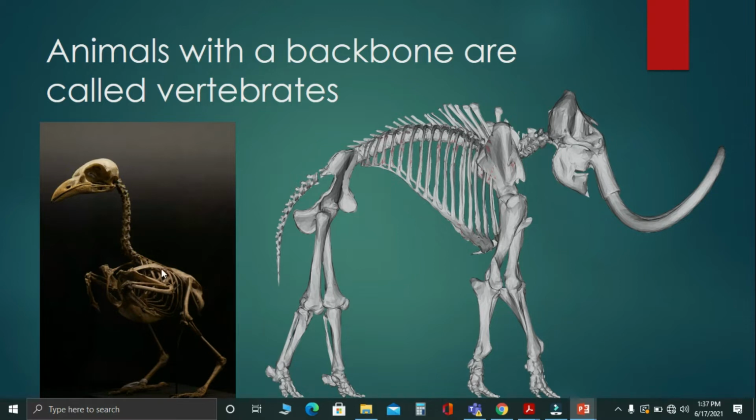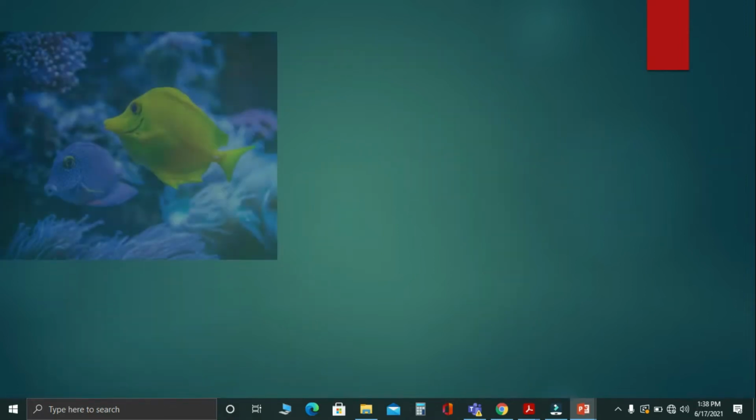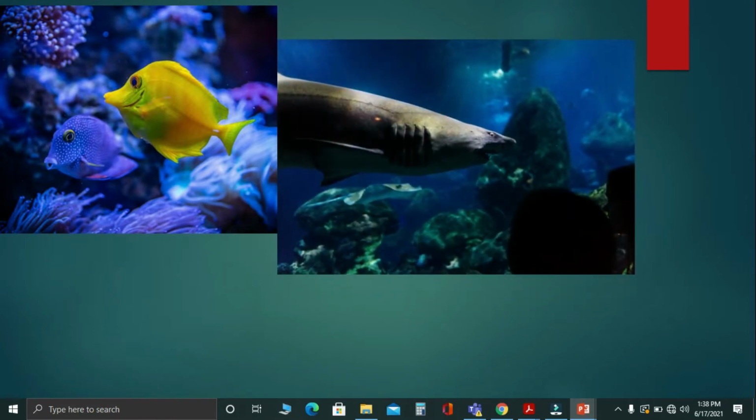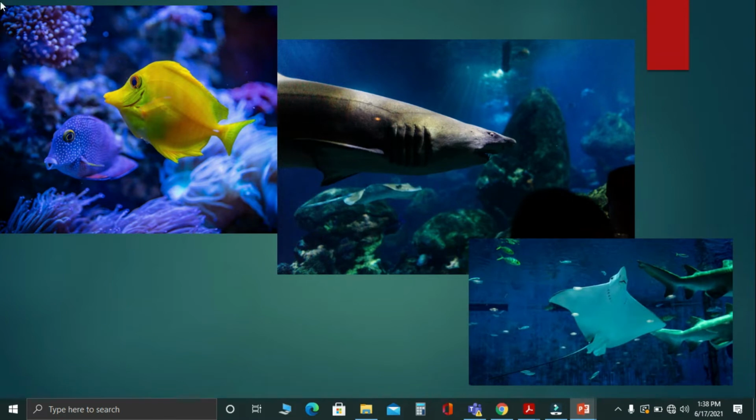Look at it. So, now you know some animals have backbone, some animals do not have backbone. So, we can categorize animals according to the presence and the absence of the backbone. The animals with backbone, we call them as vertebrates. Now, I will show some pictures about vertebrates who have backbone.